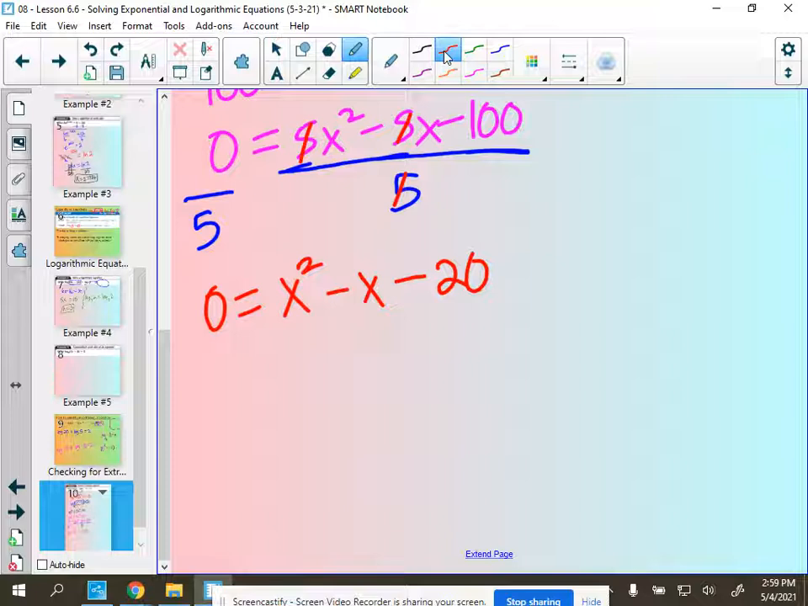Our leading coefficient's 1. How am I going to finish this? You know what I'm going to do? I'm going to factor it. What the heck is factoring? I totally forgot. I'm looking for two numbers that multiply to negative 20 that add up to negative 1.